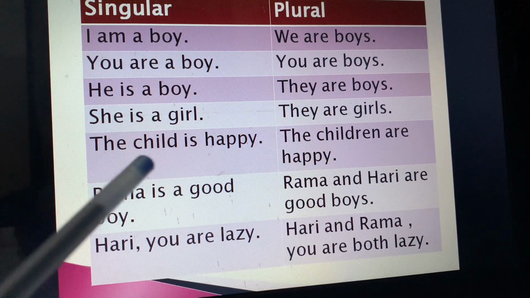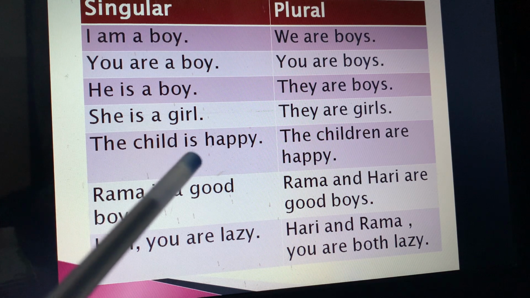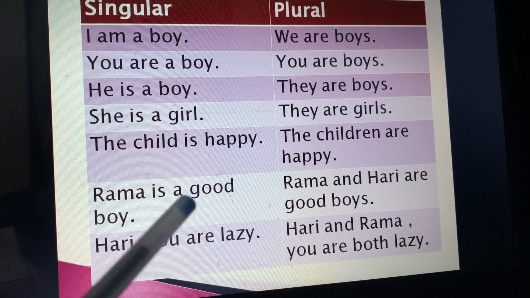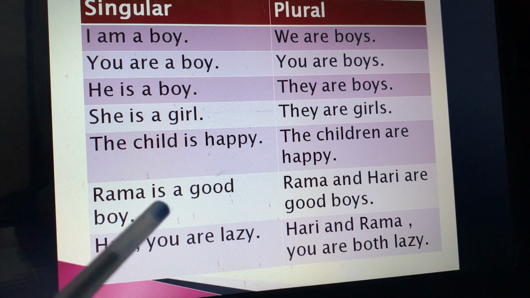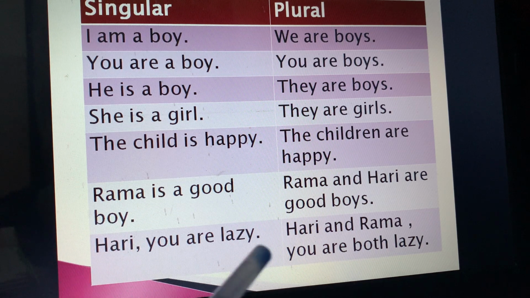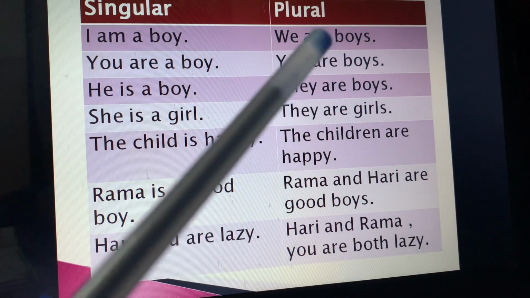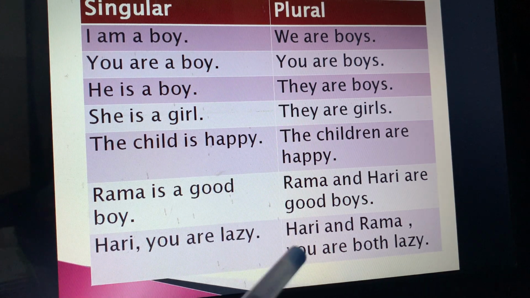She is a girl. Again singular. The child is a singular noun. This is the subject, a singular noun, and the verb is again singular. Rama is a good boy. Again singular. Hari, you are lazy. Now there are 2 persons, so we are using are. These are examples of plural.